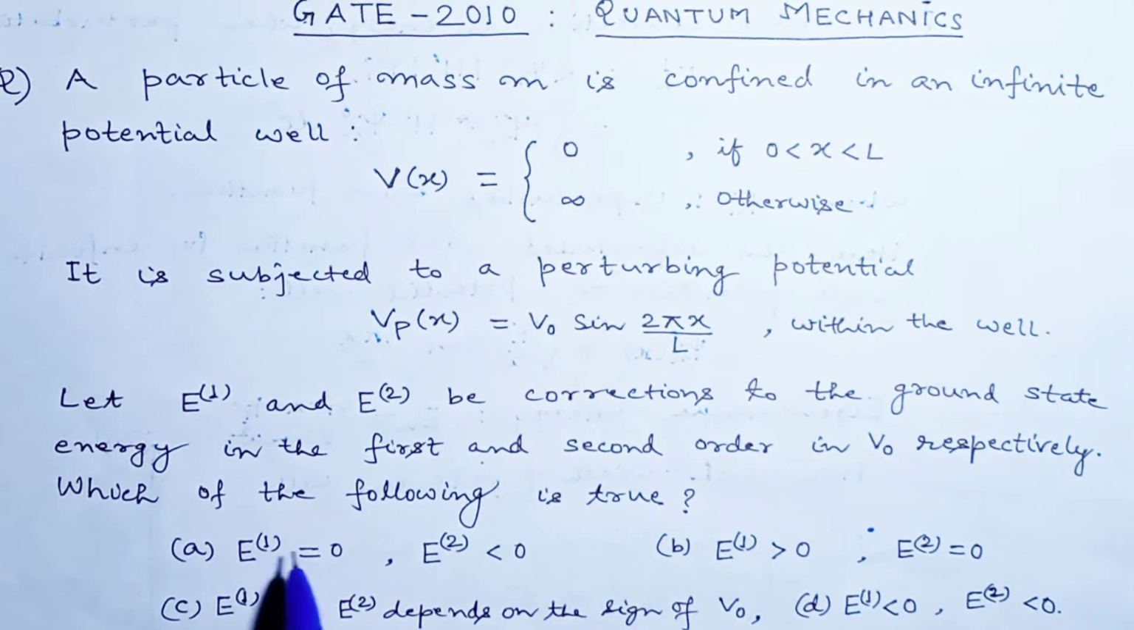Option A, E1 equals 0, E2 less than 0. Option B, E1 greater than 0, E2 equals 0. Option C, E1 equals 0, E2 depends on the sign of V0. Option D, E1 less than 0, E2 less than 0.